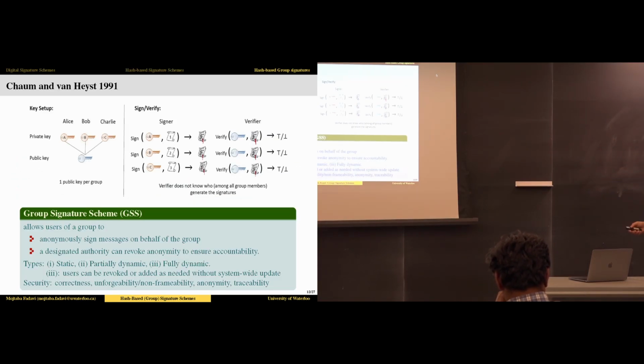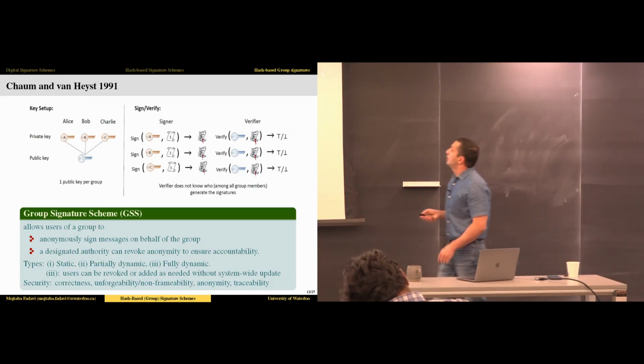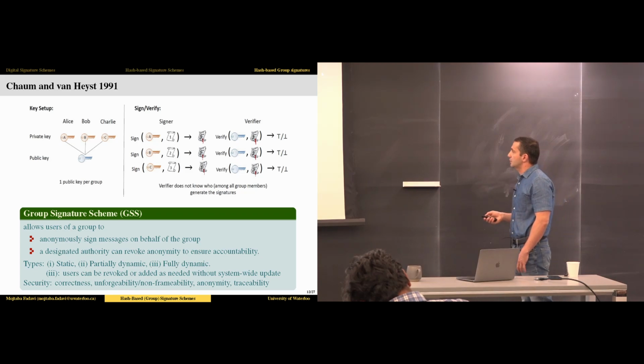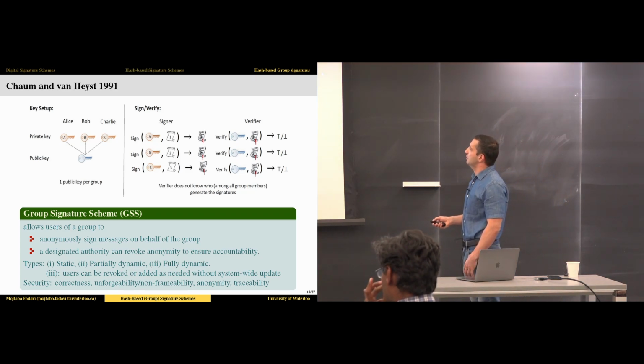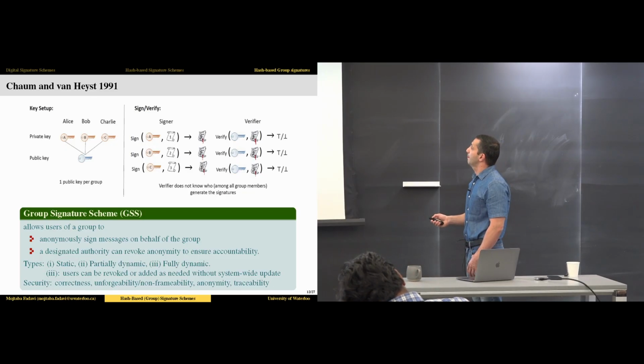Okay, let's start hash-based group signatures. Chaum and van Heyst in 1991 introduced the concept of group signature schemes. In a normal digital signature scheme, every secret key has its own public key. But in group signatures, all the signatures are verified using the same public key. So you cannot find the signer based on their public keys.